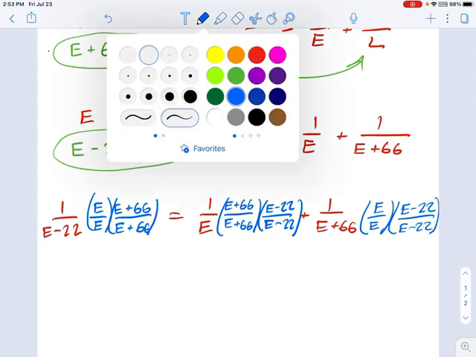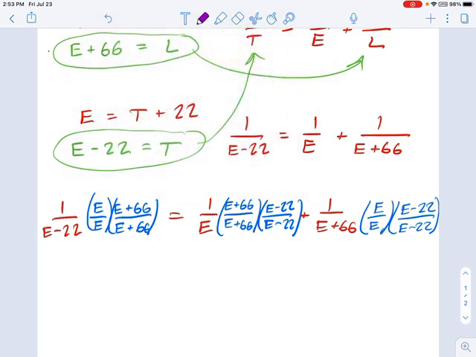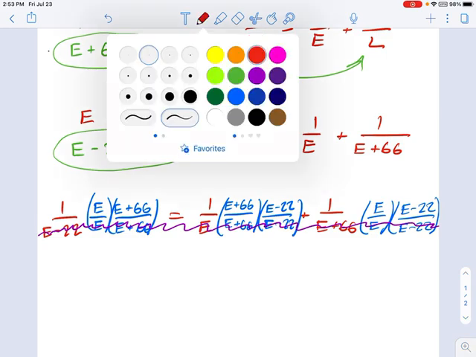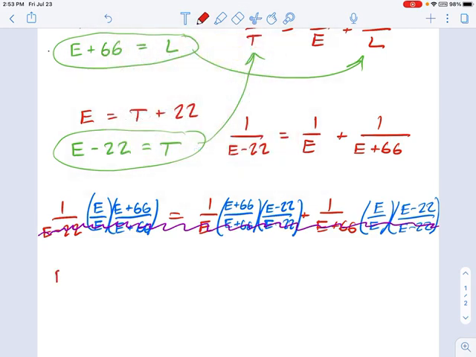Okay, so now take a look. Everything's a common denominator, right? E minus 22, E, and E plus 66. Every fraction has all three denominators, so I'm going to go through every fraction and cross them all out. That's the trick I get to do with rational equations, which leaves me this.